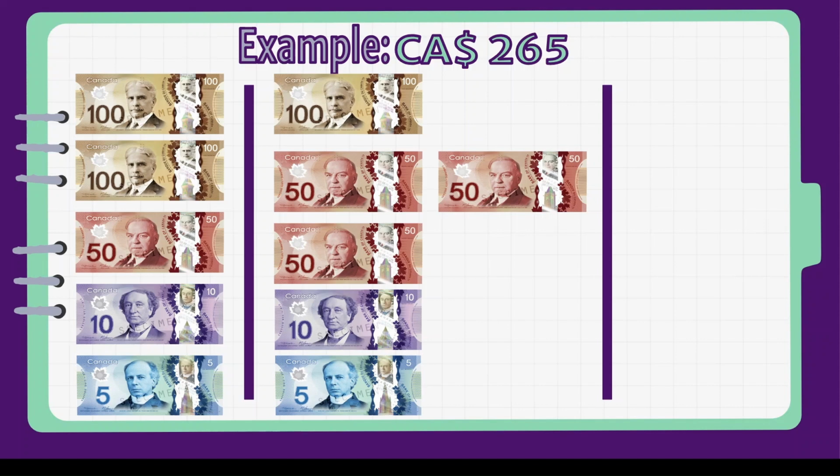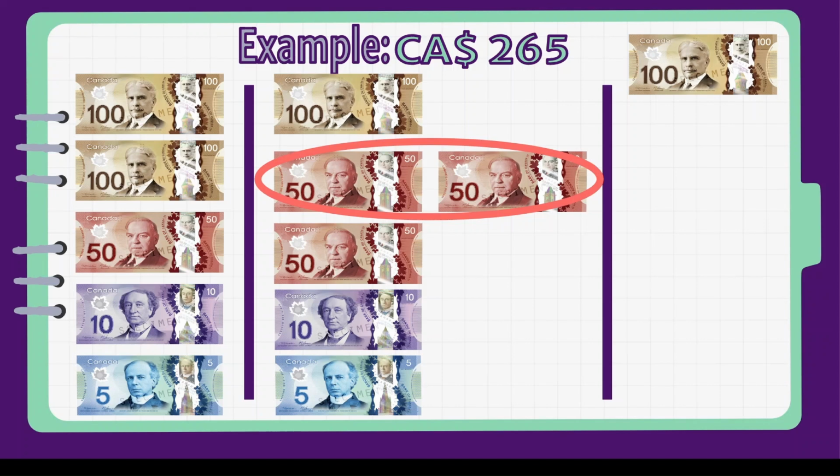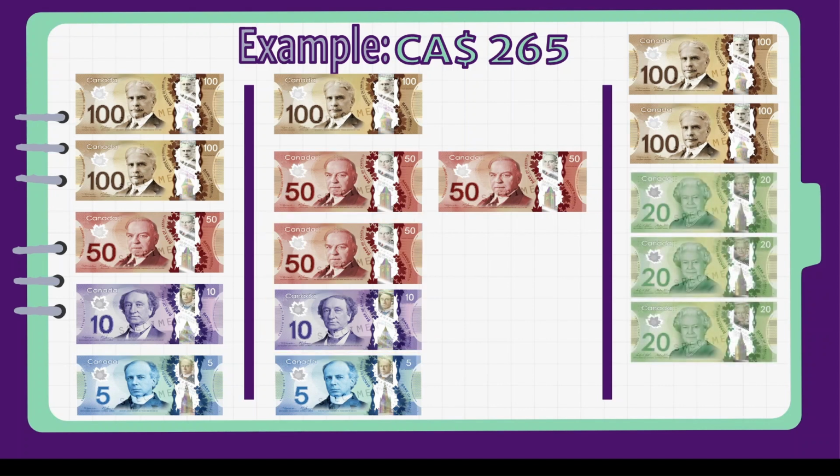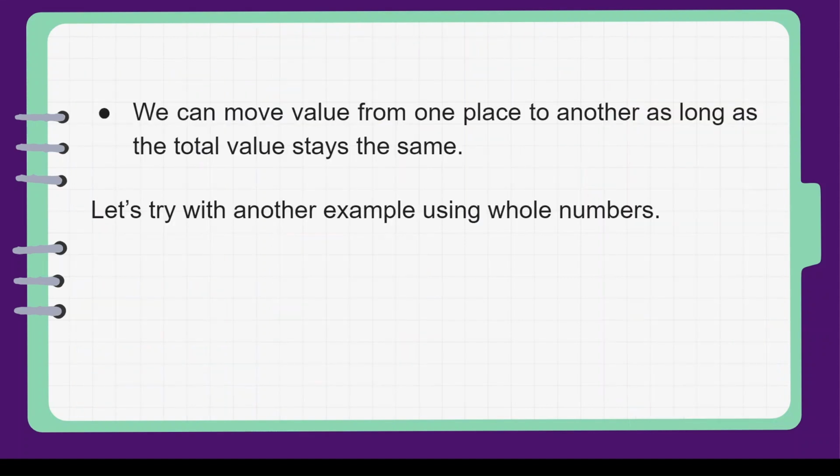Let's decompose it in another way. This time I'm keeping my 100. I'm joining my two 50s into 100. Then this time I'm going to decompose my 60 into three 20s. And then I keep the 5, and again I have the sum of 265. So this shows me that I can decompose a number in three different ways. We can move value from one place to another as long as the total value stays the same.